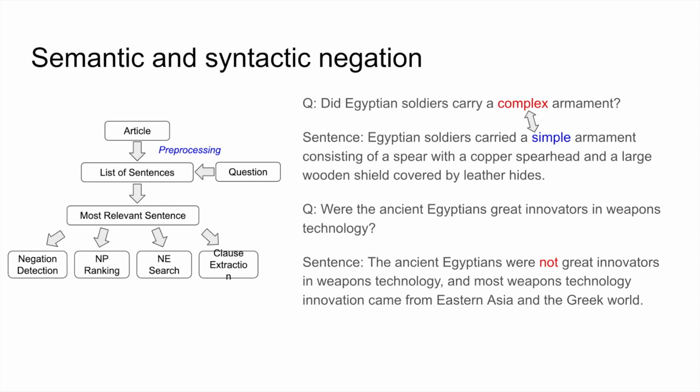In the first example, complex is similar to a word in the antonym set of simple, so the answer is a no for the question. In the second example, not is the word with negation dependency tag, so the answer is a no. Of course, when we have multiple negations, every 2 of them will cancel each other out.